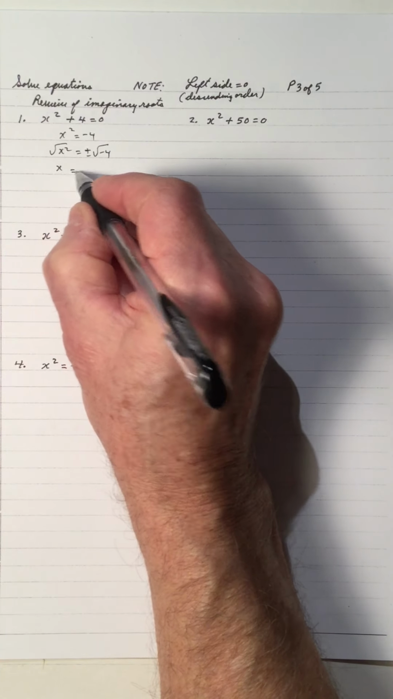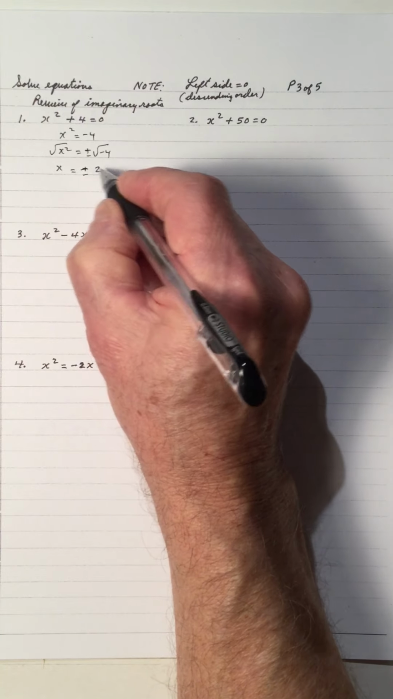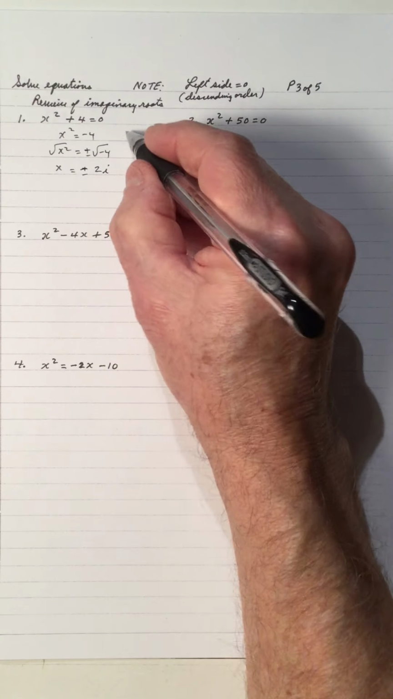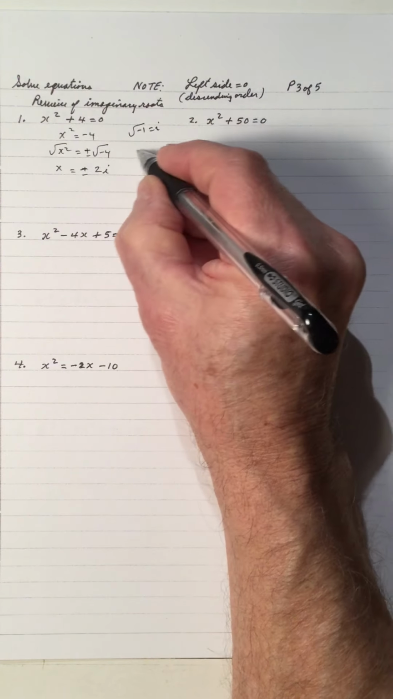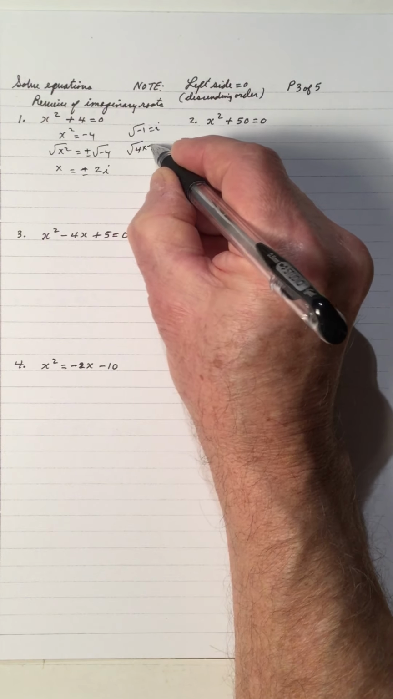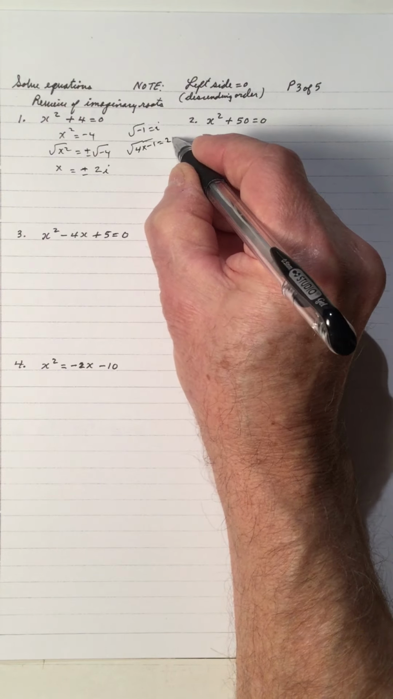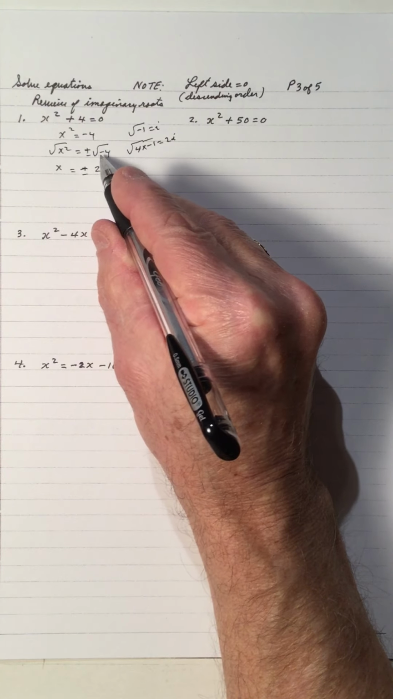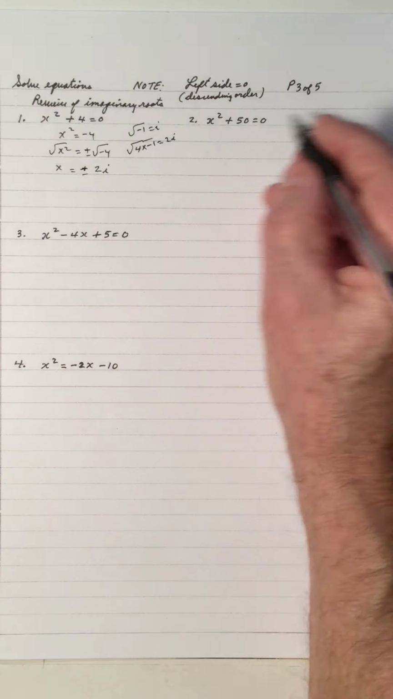Square root of x squared is x, plus or minus. Square root of 4 is 2, but you have a negative number, so that makes it imaginary. Remember, the square root of negative 1 is i. So the square root of negative 4 is the square root of 4 times negative 1, so that's 2i. Anytime you have a negative number in any root, you'll have an imaginary i number.